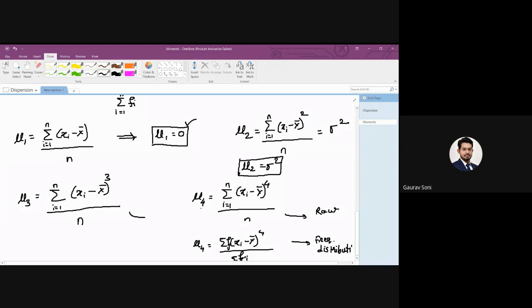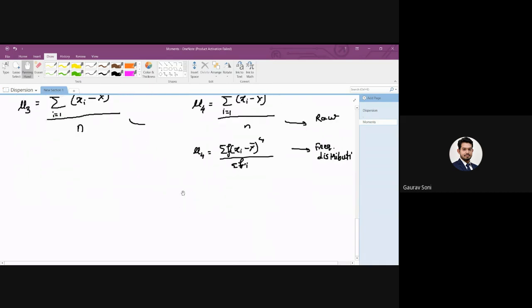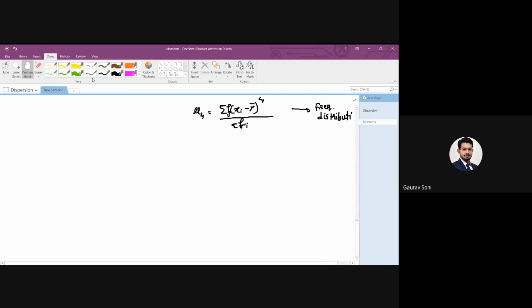In a similar manner, what we have calculated about the mean, the same moments can be calculated about any of the values. By any of the values I mean, say in some data I feel that I need to find out the moments about 50. The same thing can be done. Such moments are called the moments about A.